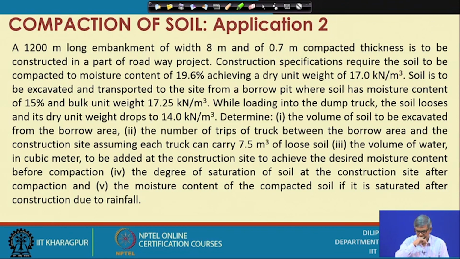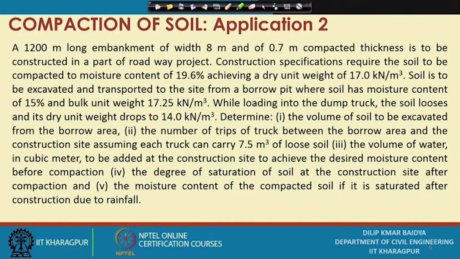So, what are the things known? The volume of the compacted work is known, and the required dry density and moisture content are known. The soil is to be excavated and transported to the site from a borrow pit where the soil has a moisture content of 15% and bulk unit weight of 17.2. There, the bulk unit weight and water content are given, so I can find the dry unit weight, and from there the volume required from the borrow pit to get that compacted volume. While loading into the dump truck, the soil loosens and its dry unit weight drops to 14. When you excavate, the soil is loosened and occupies more volume in the truck, so that is approximated as a dry unit weight of 14 kilonewton per meter cube.